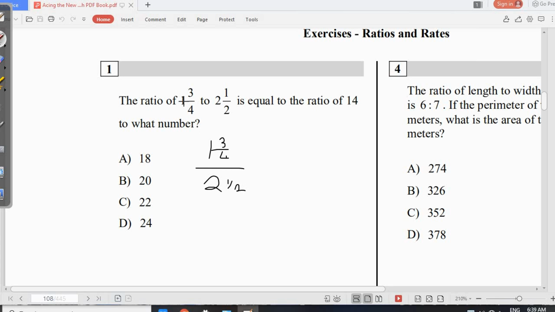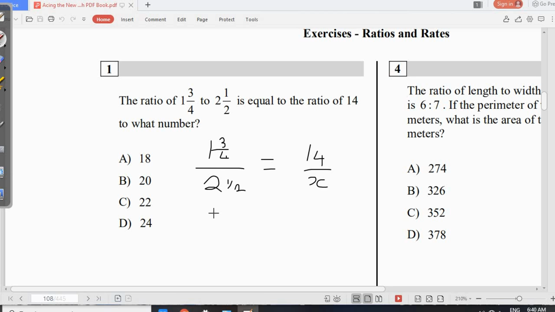Follow the statement. This to this is this to this, equal to 14 to another number. Remember, ratio x to ratio y is the same thing as saying x over y. So here we're having this equal to 14 to x. So when we're going to solve this now, it's quite simple.